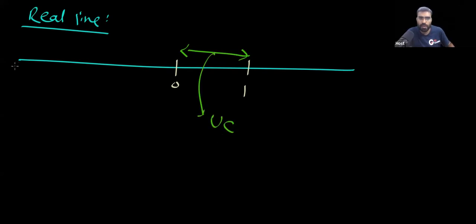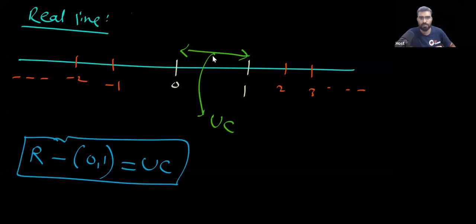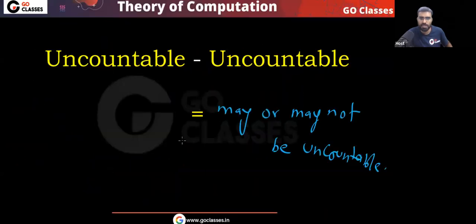Okay. So now you just think about it. If I remove this range, still the result will be uncountable, correct? Yes or no? So you can see, if I remove this range, then that also will be uncountable. So this is the point. You can see uncountable minus uncountable, that may or may not be uncountable, right? So this is the idea.